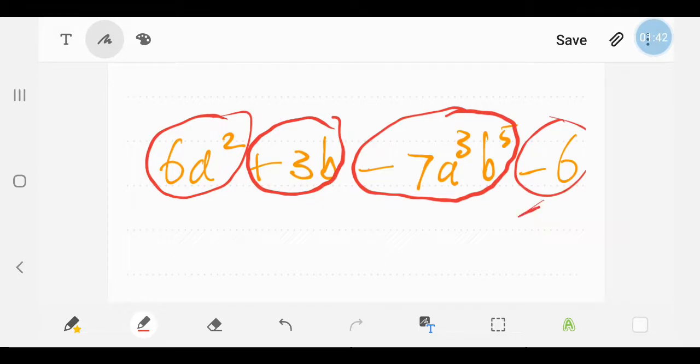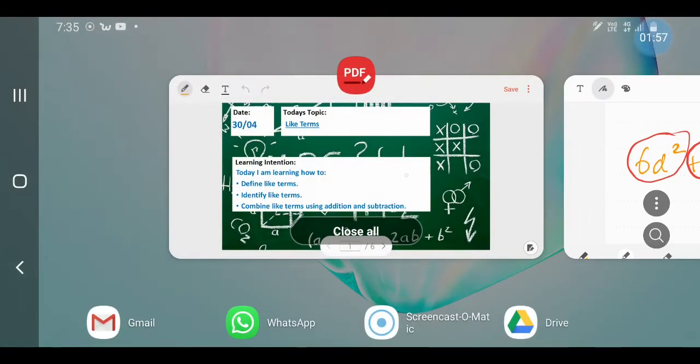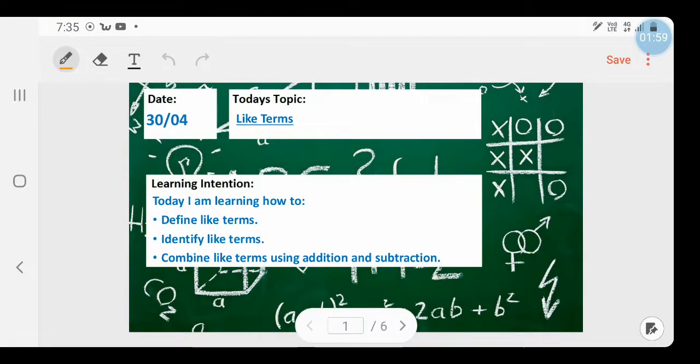Actually, I didn't mention this last lesson. That's a special kind of term called a constant, or a constant term, and that is a term that doesn't have a variable part. It's just a number. Anyway, back to like terms.